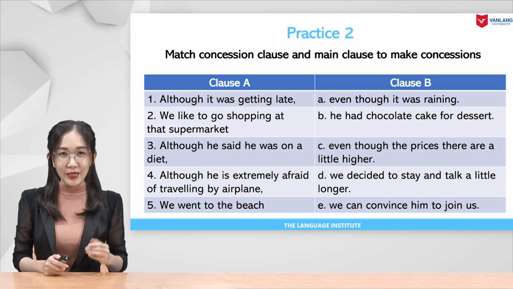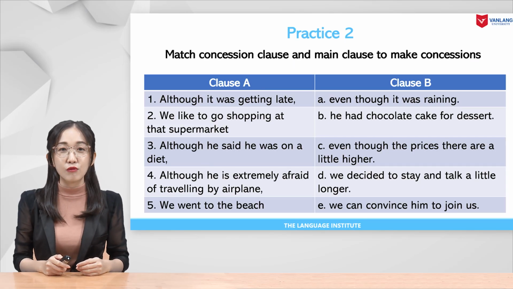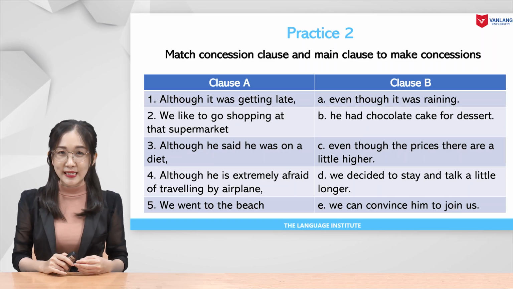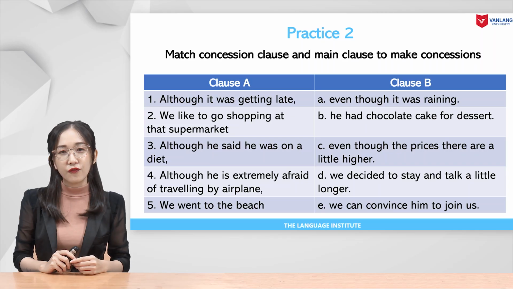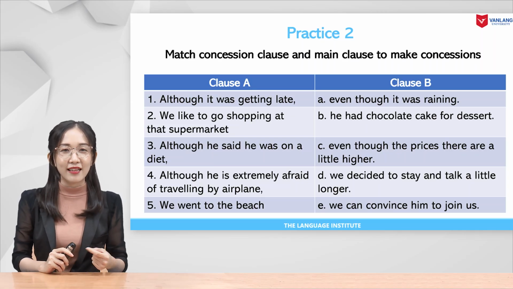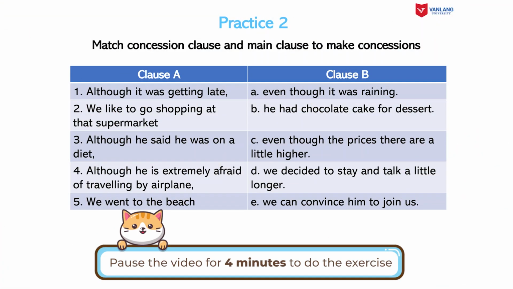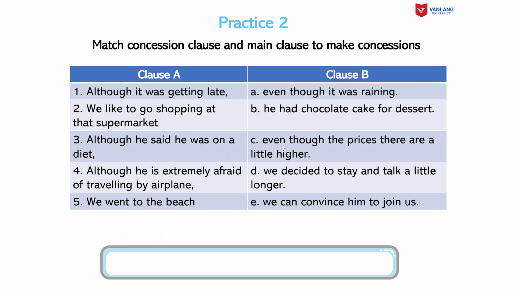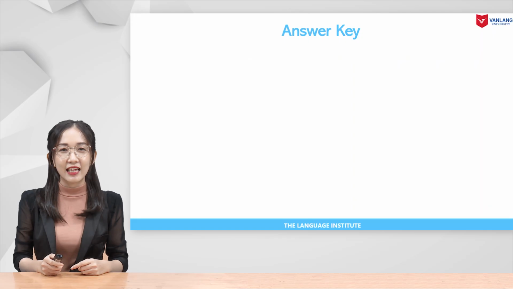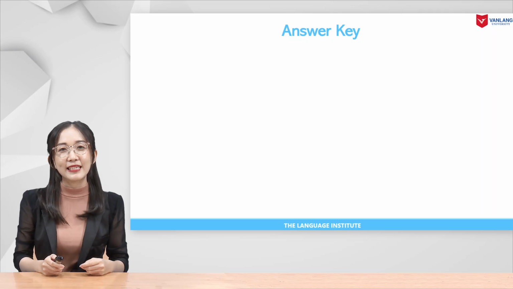Practice 2. So in this activity, I'd like you to match clause A to clause B so that you can make concessions. Now you can pause the video for around 4 minutes and then come back to check the answer. Here are the answers. I'd like you to practice pronunciation with me, so let's go through each sentence together.